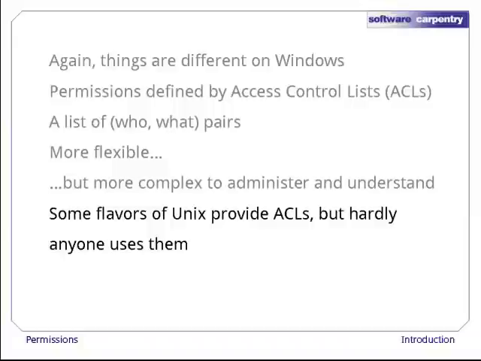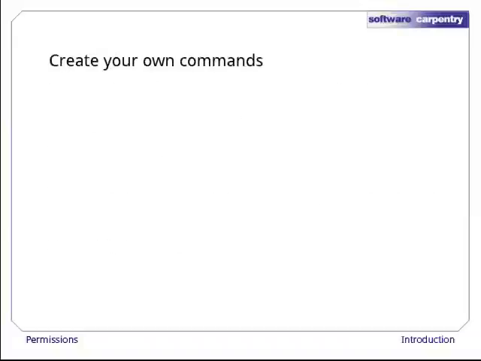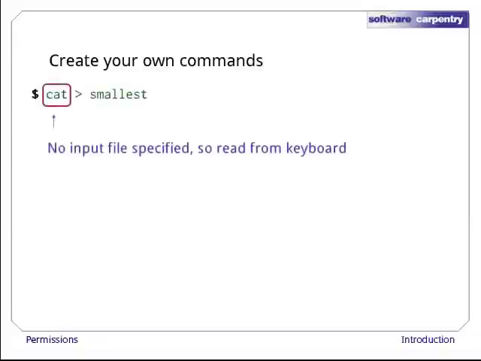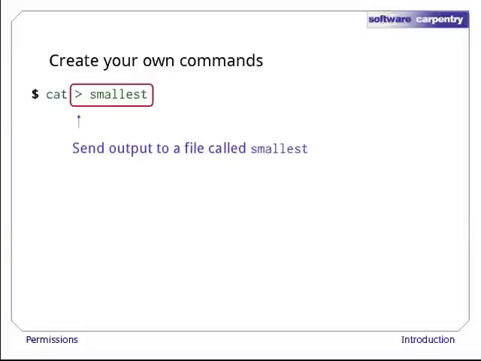Now that we understand how permissions work, it's time to start creating our own programs. Let's start by running cat > smallest. Since we didn't specify an input file, cat will read from the keyboard, i.e. its input will be whatever we type. And since we put > smallest at the end of the command, the computer will send cat's output to a file called smallest. Making a long story short, this command will copy whatever we type into a file called smallest. It's like a text editor, but without the most useful bits.